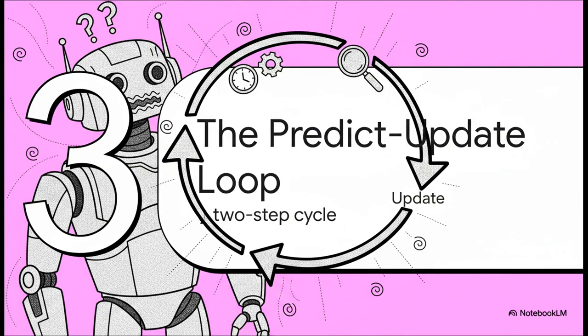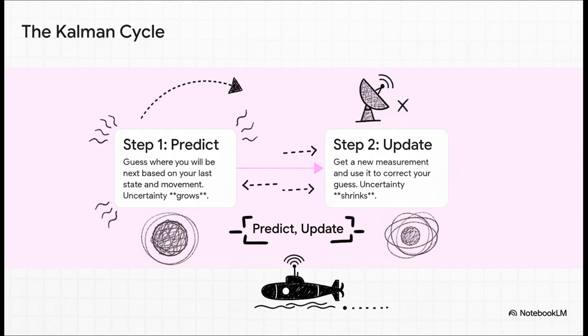Okay, on to the next section, the predict-update loop. This is the simple two-step dance at the heart of the Kalman filter. So we've got a way to describe the robot's state, uncertainty and all. Now we get to the actual engine of this thing, this powerful, continuous cycle that is constantly making our guess better and better. And it really is just a simple, powerful dance between two steps.